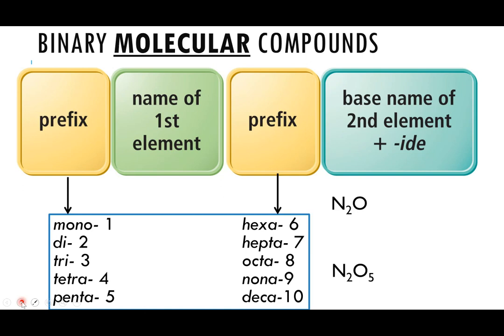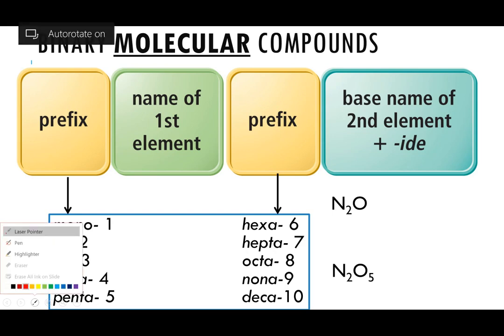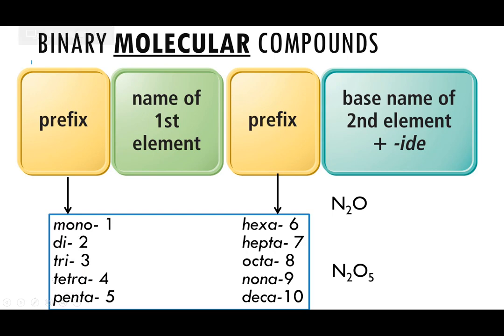So for this one, I'm going to write first the name of each of these elements. Let me get my pen. So the first element is nitrogen. The second element, base name is ox. Then I'm going to add IDE, so oxide.